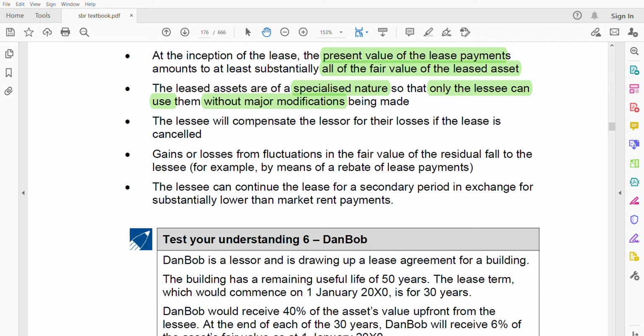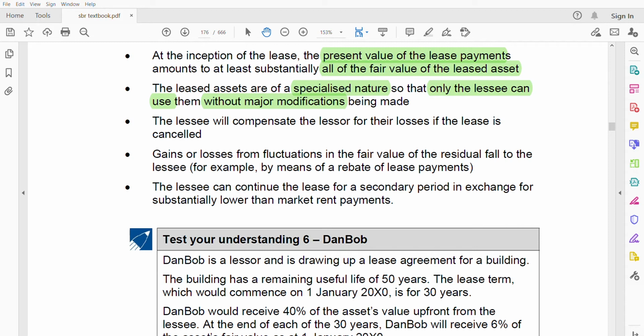Because he knows it is specialized, only he can use it, so the lessor cannot even sell it to anyone, and no one else can take it under a lease because it is specialized and only that particular lessee can use it. So after the lease term gets over, that leased asset will not be helpful for another lessee who wants to lease the same asset, because first of all, the nature is specialized. Only that lessee can use it without major modification.